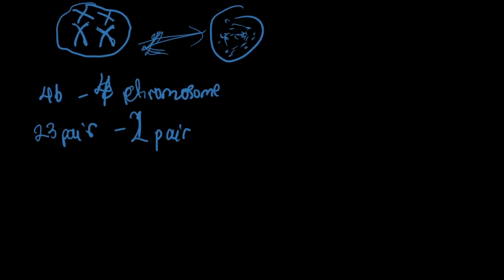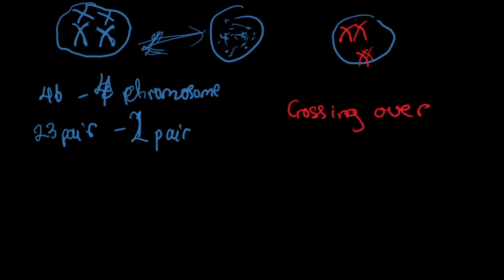Now what happens is that homologous chromosomes come together and form a bivalent. For example, we could have this and this coming together to form the bivalent, and of course this and this coming together to form the bivalent. Now it's good for us to take note of the fact that crossing over takes place in this phase. So we have what we call crossing over.